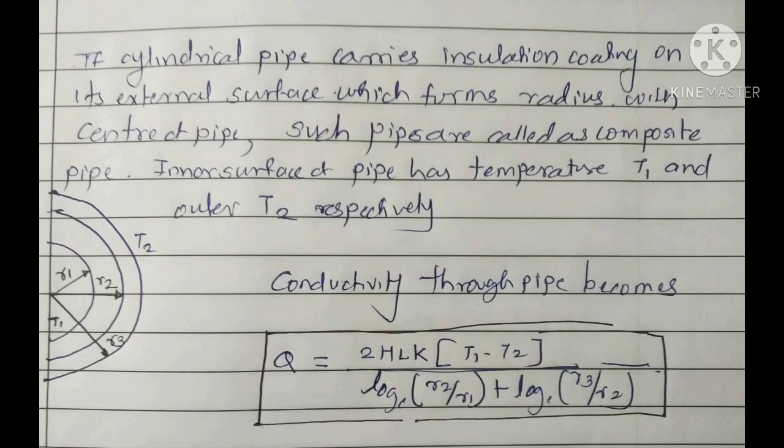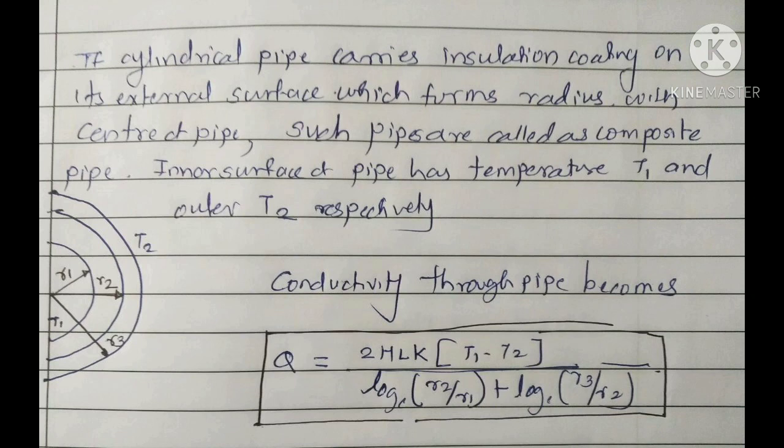Now, if any cross section of a pipe carries a number of layers of coating on its outside, then the radius of curvature of that pipe section increases. Such a pipe is called a composite pipe. As shown in the figure, you can see that this pipe section has one layer of coating, so its radius also increases to R3 from the center of the pipe. In this diagram there is a layer of coating, so the pipe section has another radius, R3, which is the outermost radius, and at that outermost radius there is the outermost temperature T3.